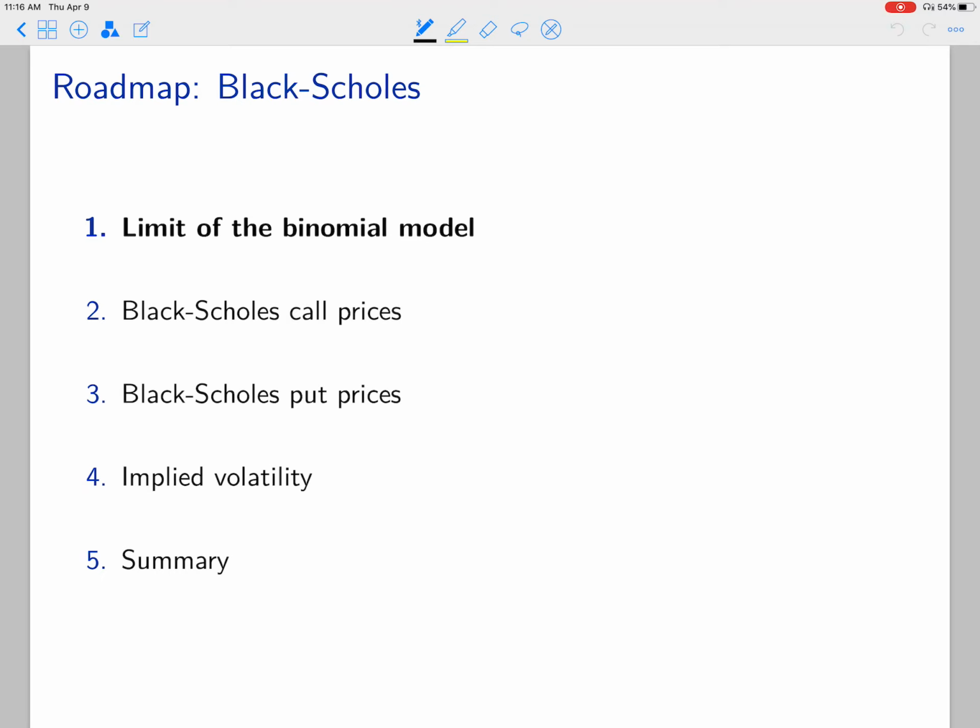In the second and third videos, we will use the Black-Scholes model to price call and put options. We will show what the Black-Scholes formula is for calls and puts, and we will learn how to apply this in practice to derive fair values of calls and puts. And in the final part of the lecture, we will discuss implied volatility in the Black-Scholes model.